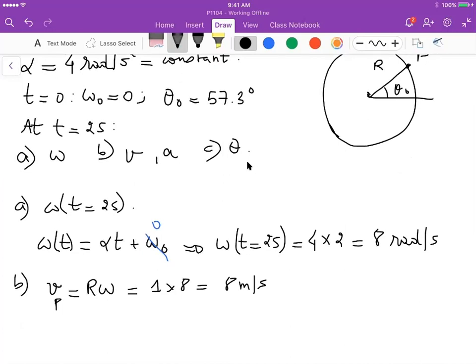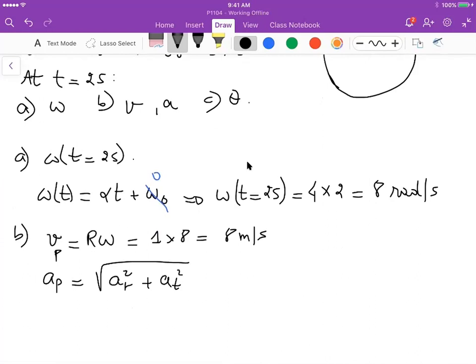Now, what about the acceleration? We have to find the total acceleration of the point P. The total acceleration of the point P, AP, equals how much? Be careful. We don't have any relation between the total acceleration as a linear variable and the angular variables. But we know that the total acceleration is given by the magnitude, the square root of AR squared plus AT squared, where AR is the radial acceleration and AT is the tangential acceleration of the point P.